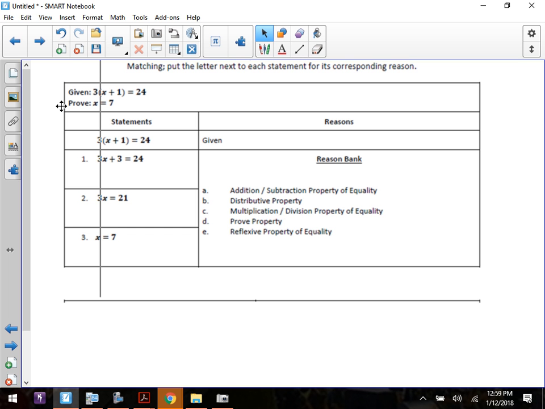As you're going through here, you have to just decipher what happened. What went from one step to the next? If I'm looking at the first part, 3 times the quantity x plus 1 is 24. To go to 3x plus 3, you had to distribute. Exactly. So which one of these says distribute? Maybe E? Maybe B. Was it B?